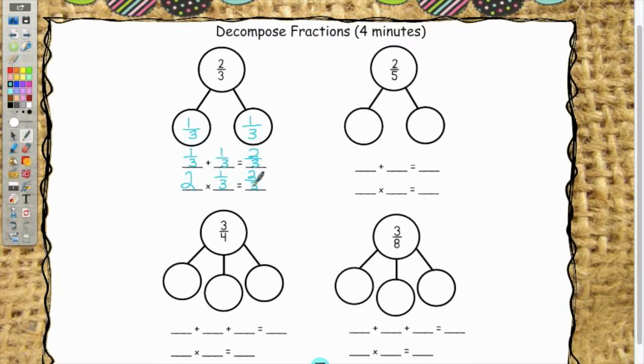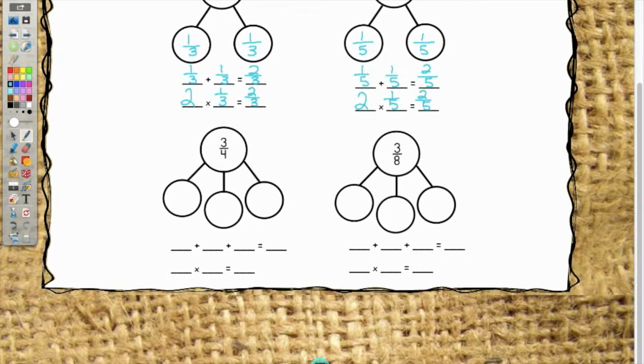What goes in the circles? 1/5 and 1/5. Good. 1/5 plus 1/5 equals 2/5. Good. You want to do the multiplication sentence? Okay. 2 times 1/5 equals 2/5. Good. Okay. Let's take a look at the next 2. They're a little bit different. I think you can figure it out.